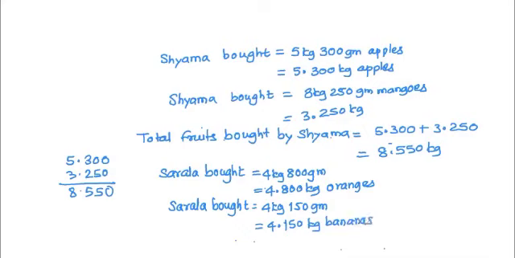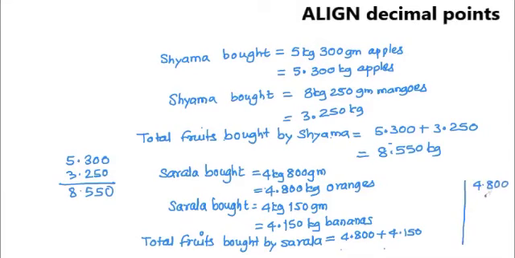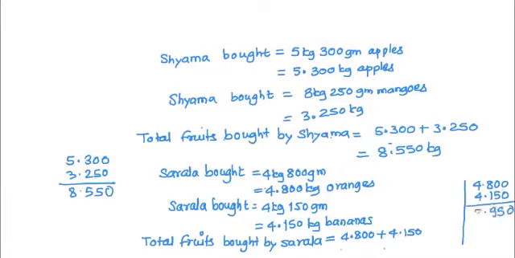So what is the total she has got? It is equal to 4.800 plus 4.150. Let's do that in a vertical fashion. The total she bought is 8.950 kilograms of fruit. Now we need to find who bought more.